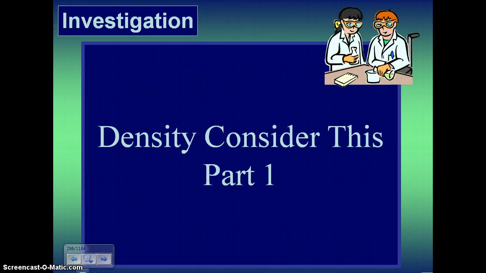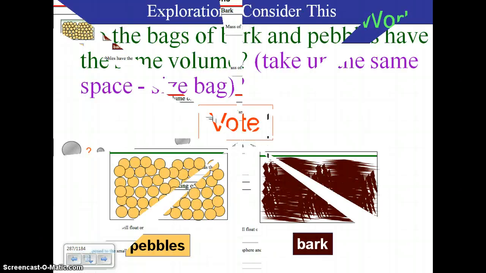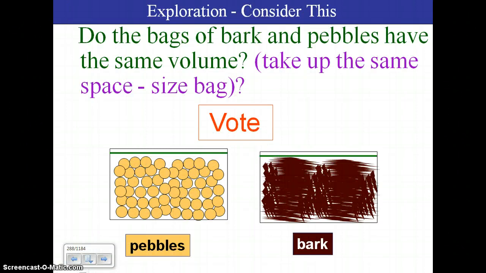Let's do an exploration to get a better understanding of what density is. I want you to turn your notebook to page 72, and we're going to do the first exploration that says consider this, number 1, mass and volume of pebbles and bark. In your tray, you have a bag of pebbles and a bag of bark. I want you to take both of those out, and I want you to examine them.